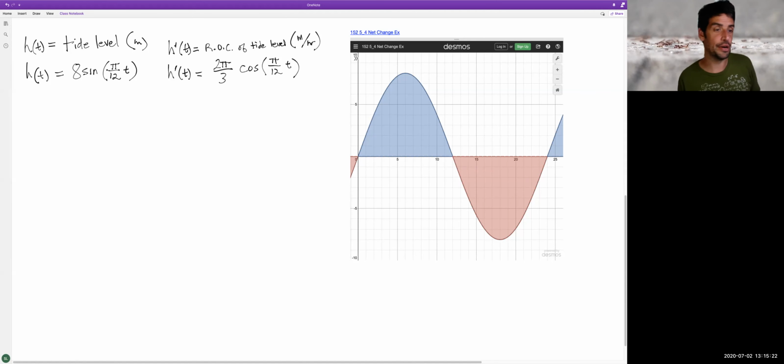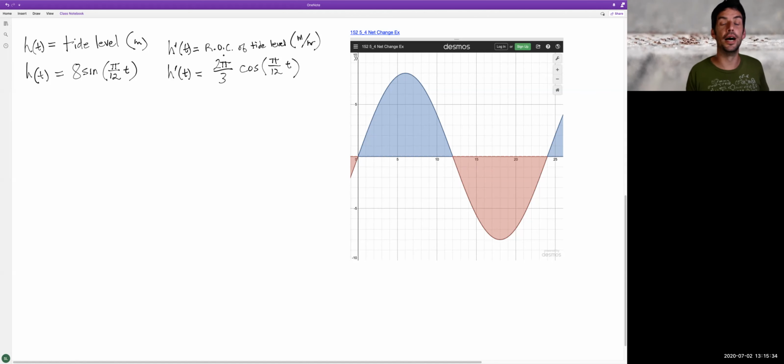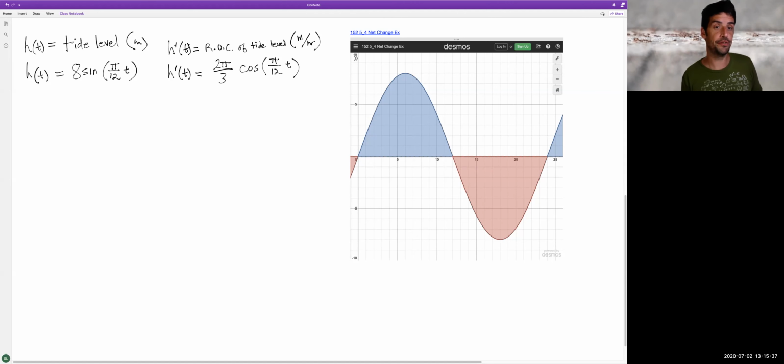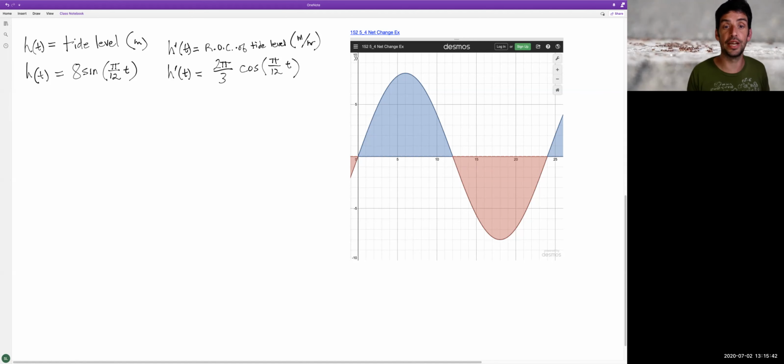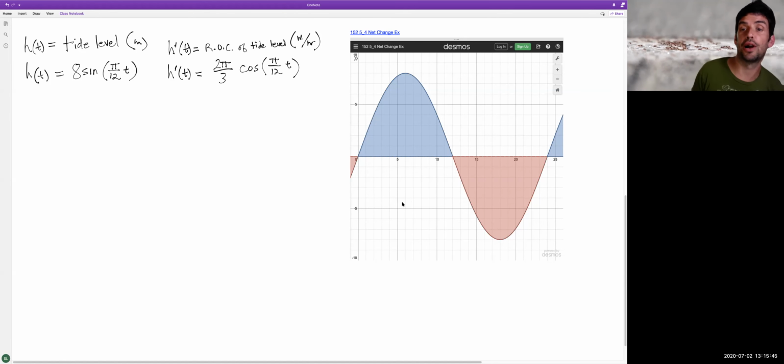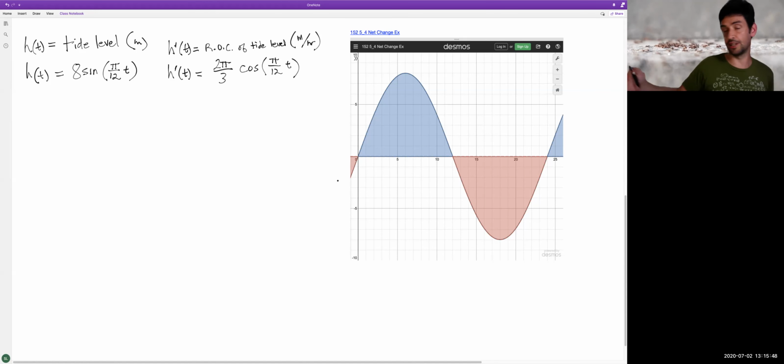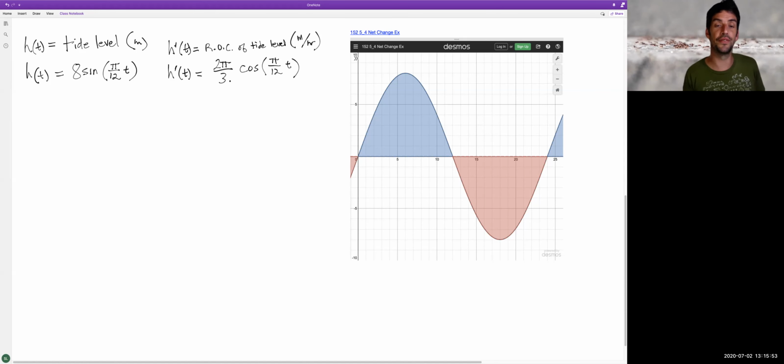I have no idea how realistic this is. There's probably somewhere in the world that has a reasonably close approximation to this. And then I've computed its derivative, just a simple derivative. H prime of t is the rate of change of the tide level, in meters per hour. So at noon, maybe the tide's increasing at some rate; at 6 p.m., it might be increasing at a different rate. Then I computed that algebraically, and I got this 2 pi over 3 cosine of pi over 2 t function. Let's make a couple of comments here.